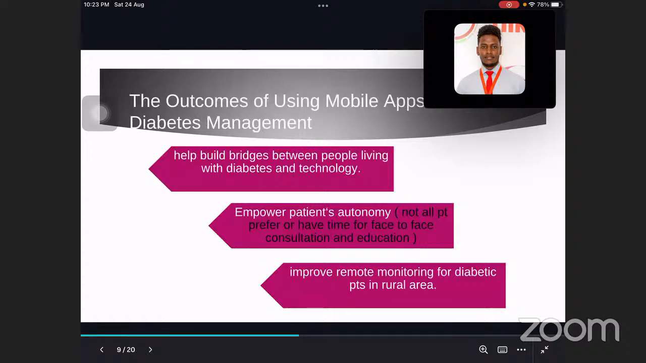Here are the outcomes of using mobile apps in diabetes management. They help build a bridge between people living with diabetes and technology, and also empower patient autonomy, because not all patients prefer or have the time for face-to-face consultation and education. Also, these apps improve remote monitoring for diabetes patients in rural areas.